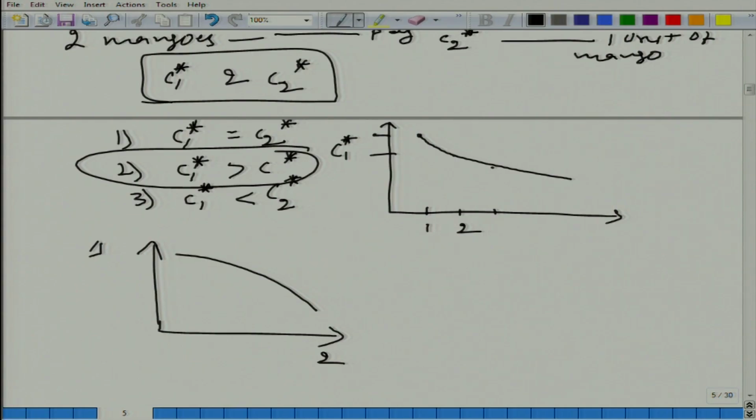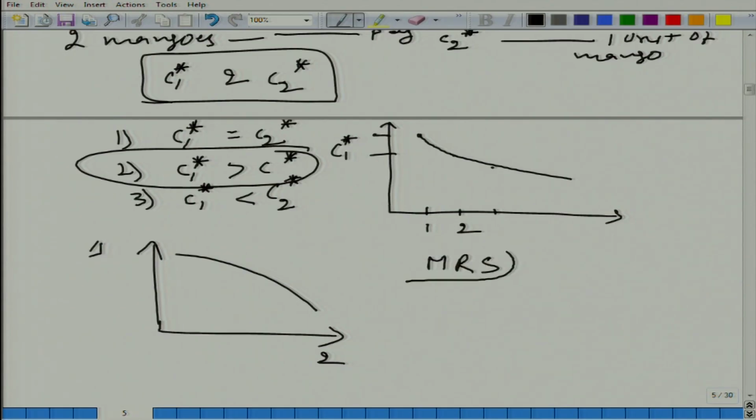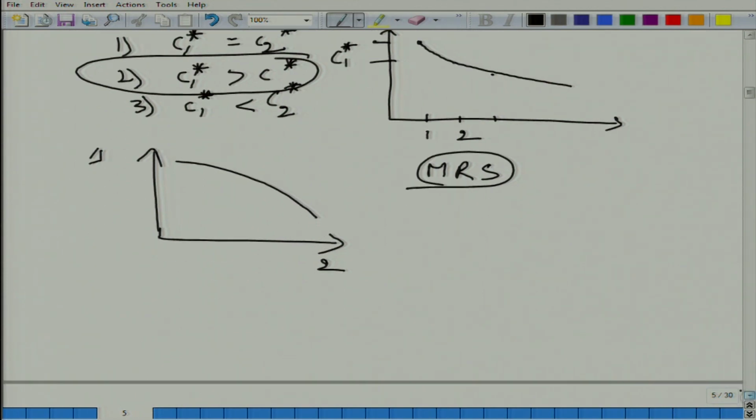Because our willingness to pay for a good in terms of the other good decreases as we have more of the first good. Okay, and this is a technical term in economics. This is basically diminishing marginal rate of substitution. But before that, let us talk about what is MRS, then it would be clear. Marginal rate of substitution.